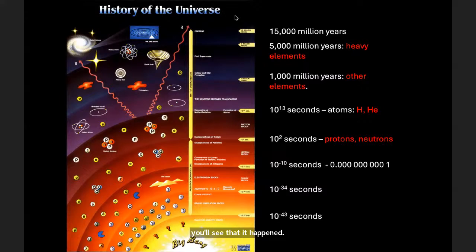And then after another 1,000 million years, we started to have elements. And when I say elements, I mean that they started to attract electrons, to get neutral atoms. But it was only in the last part of this evolution of the universe that we have the heavy elements. And this is because, as I said, we need stars, right? And we need massive stars.